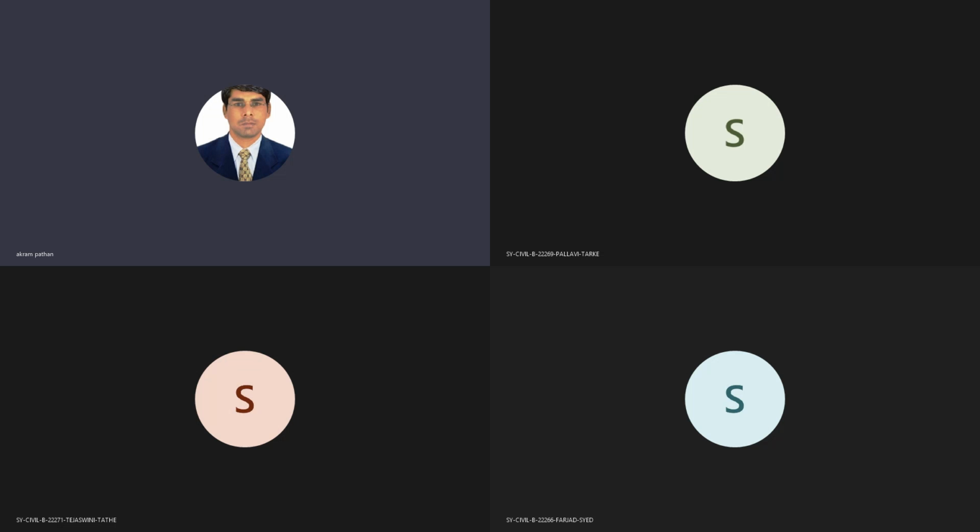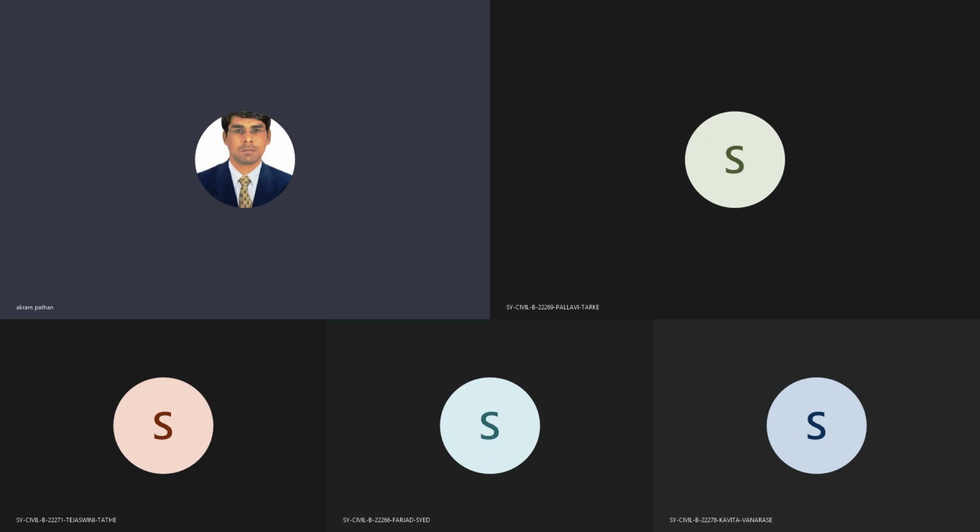A pump is a hydraulic machine which converts mechanical energy into hydraulic energy. So it is vice versa for the turbines. A turbine is a hydraulic machine which converts hydraulic energy into mechanical energy and then electrical energy. But a pump is a hydraulic machine which converts mechanical energy into hydraulic energy.